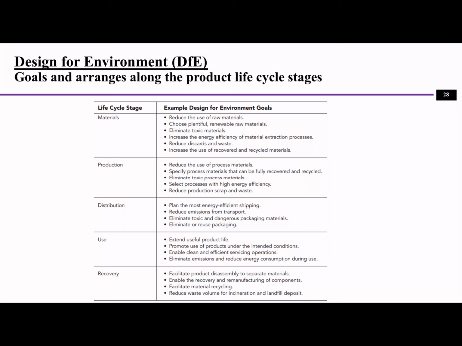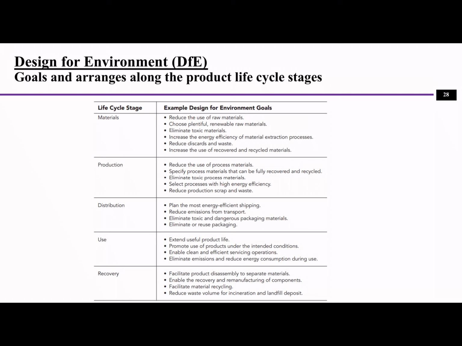Select more of a selection of materials. So the next stage is production. Production is how we can reduce the energy consumed in the production stage, and also reduce the materials involved in processing of the parts, right? Then it's distribution. So for distribution, we can find the most energy efficient shipping, reduce emissions from transport, eliminate toxic and dangerous packaging materials, and eliminate or reuse packaging, right?